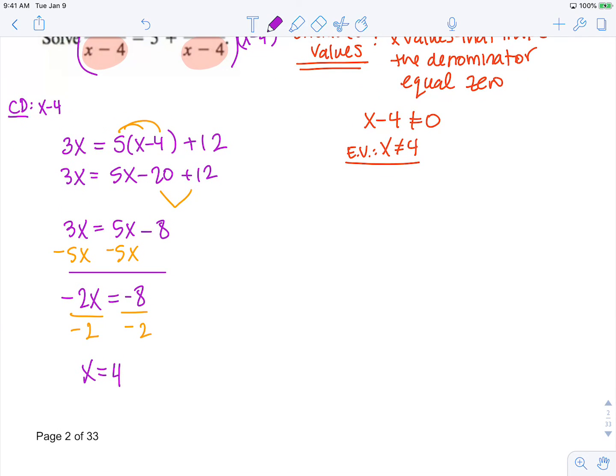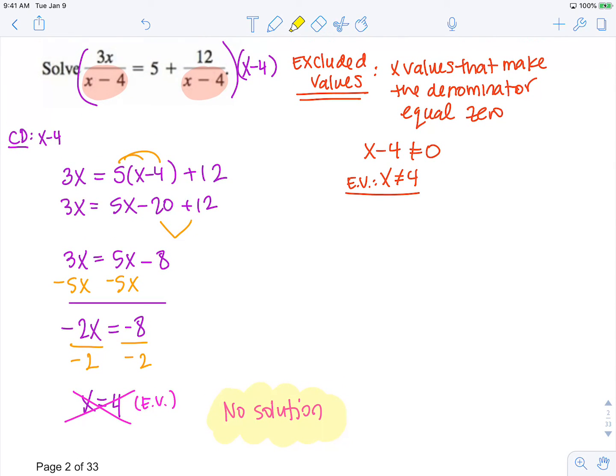But remember, x equals 4 is an excluded value, so therefore there is no solution. So when you have x's in your denominator, there might be values that are not accepted in your final answer.